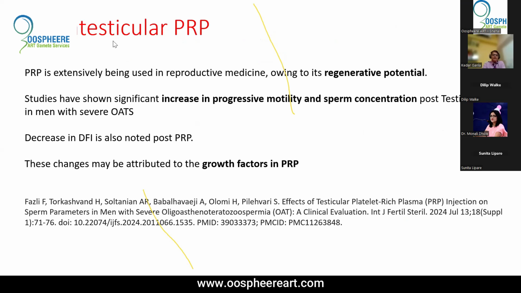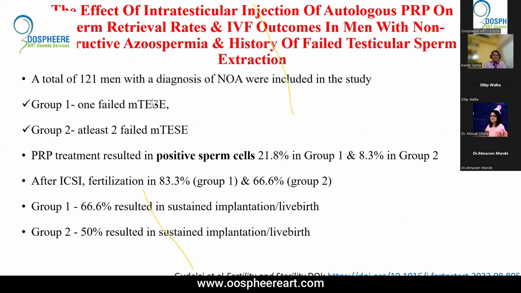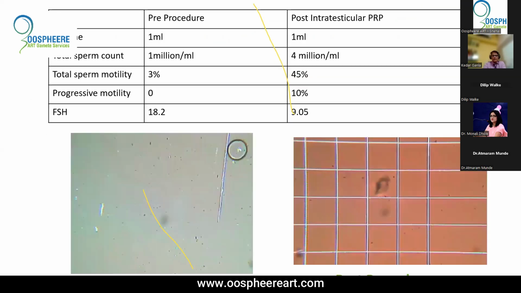Another interesting thing is intratesticular PRP. Now PRP has come into male factor, for its regenerative potential. A lot of studies have shown increased progressive motility and concentration, decrease in DFI, and increased growth factors of PRP. So in this particular study, in patients with one failed TESA and at least two failed micro-TESE, after giving PRP, they found good results in both the groups. Well, right now it is very, very early to say. It all depends upon your patient selection and how you do the procedure.